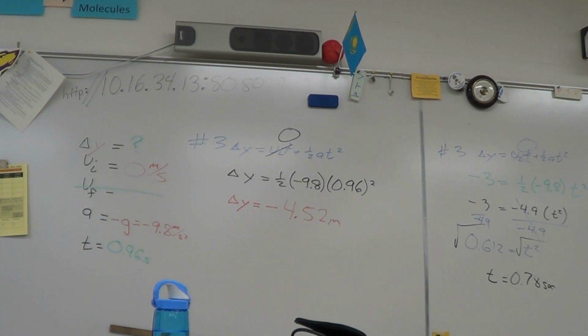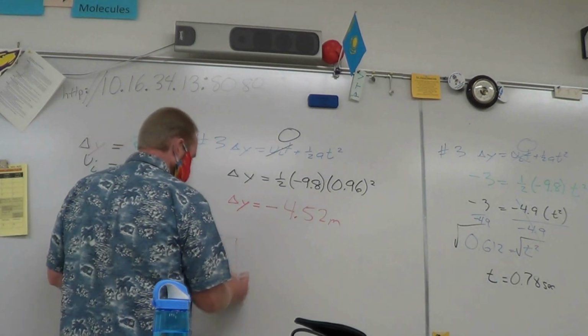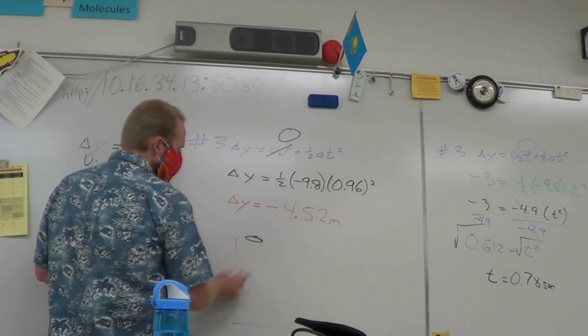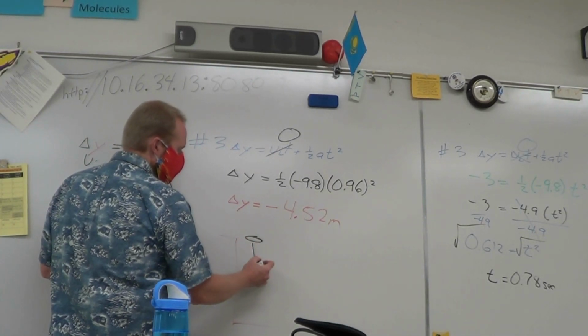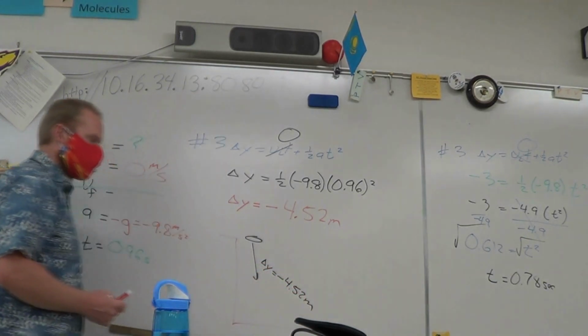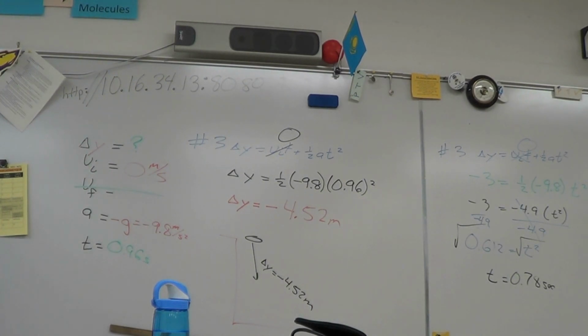So with negative 4.52. But notice how on the answer, it doesn't say negative 4.52. It says 4.52. And this is somewhat semantics, but it's making sure we answer the question. If we have this building, and we have a penny, delta y went down 4.52 meters. But the question isn't asking how far did the penny fall, right? It's saying from what height was the penny dropped.